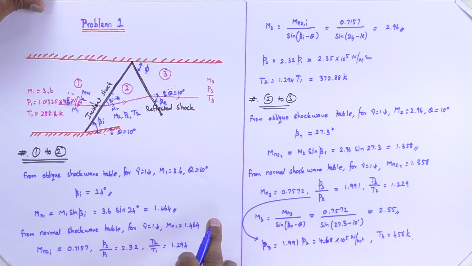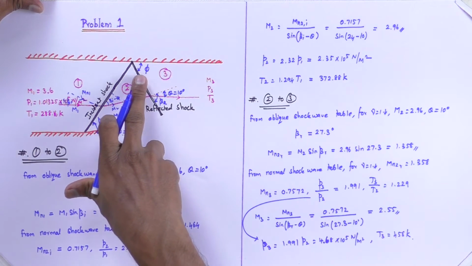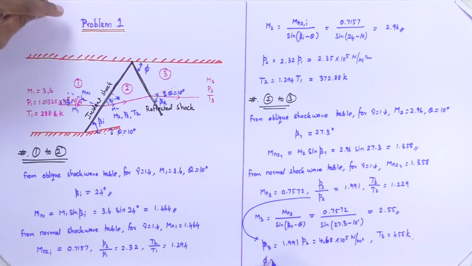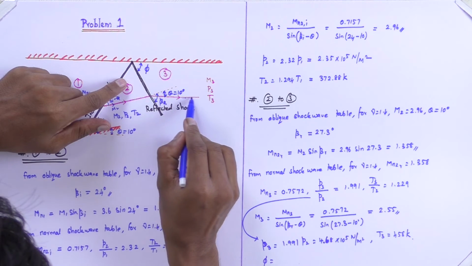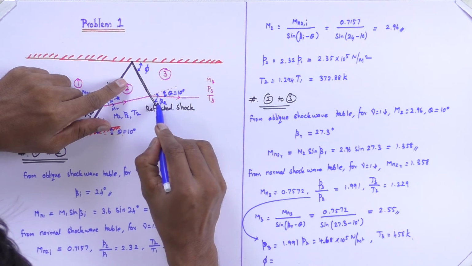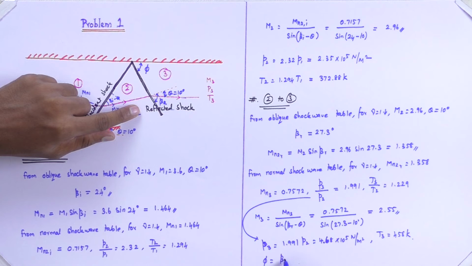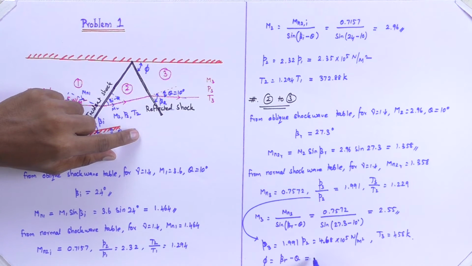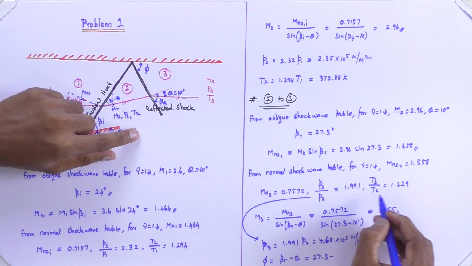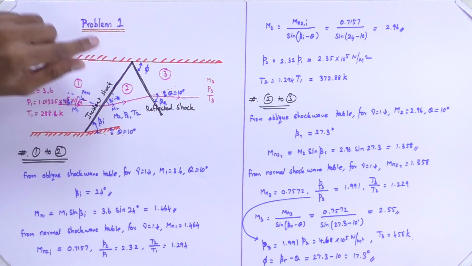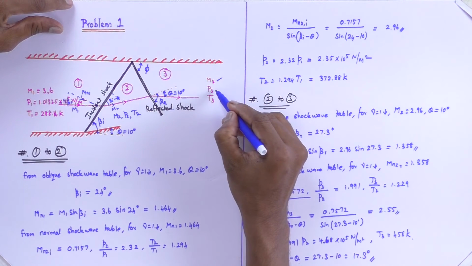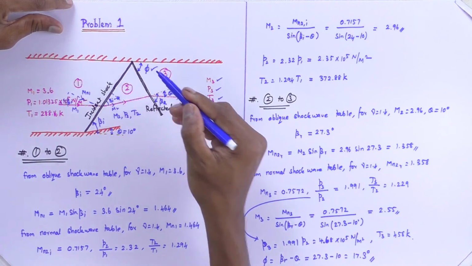Here they also asked the value of pi. Pi is equal to, this angle is actually the angle between this flow direction and the reflected shock. So this will be equal to beta r minus theta, where beta r is 27.3 degree minus the flow deflection angle of 10 degree. So this will be 17.3 degree. So we have calculated the M3 value, P3 value, T3 value and pi value.